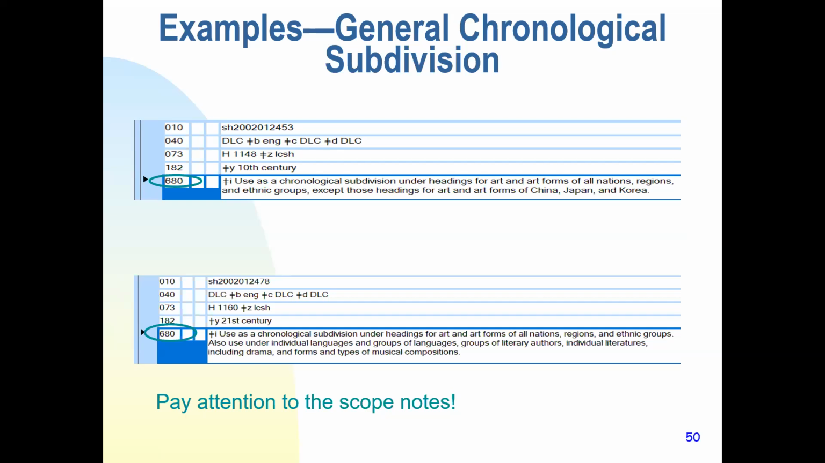Under 21st century, it says use as a chronological subdivision under headings for art and art forms of all nations, regions, and ethnic groups. Also use under individual languages and groups of languages, groups of literary authors, individual literatures, including drama and forms and types of musical compositions. So a lot more that we can put 21st century after.